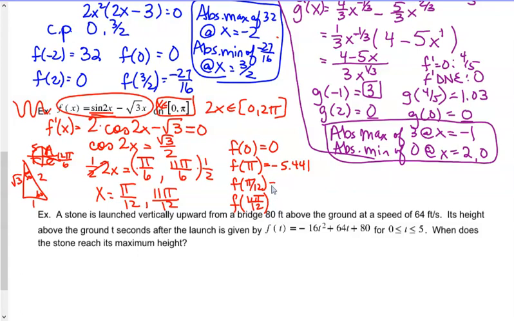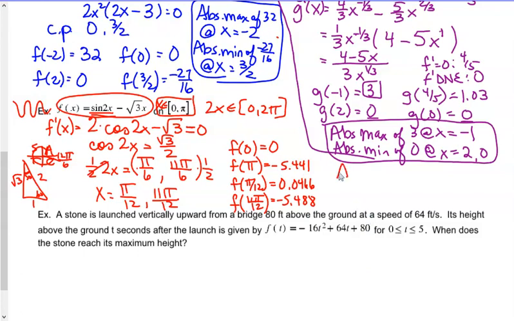When you plug in pi over 12, you will get 0.0466. And when you plug in 11 pi over 12, you get negative 5.488. So again, I'm not going to spend time doing that in your calculator, but you can do that, and now we can assess what is the absolute max and what is the absolute min. Notice those are actually going to occur at our critical points this time. Here is the biggest, just barely over 0, and here is our smallest, just barely under that negative 5.